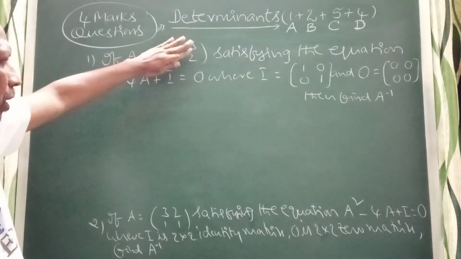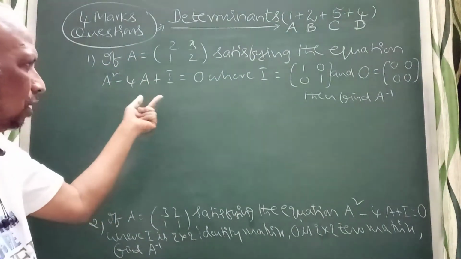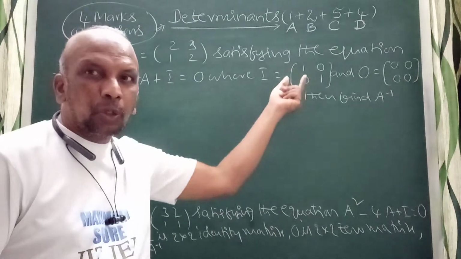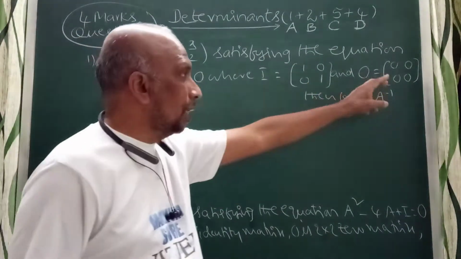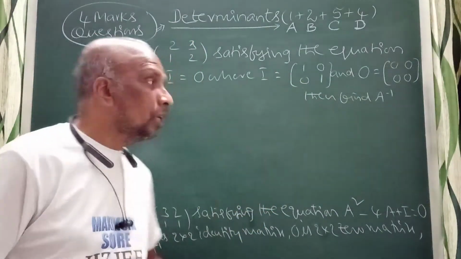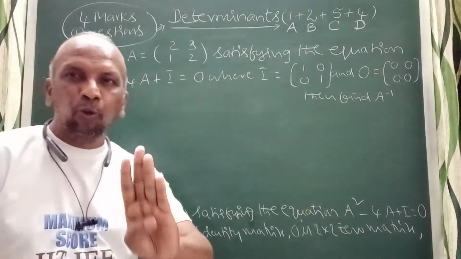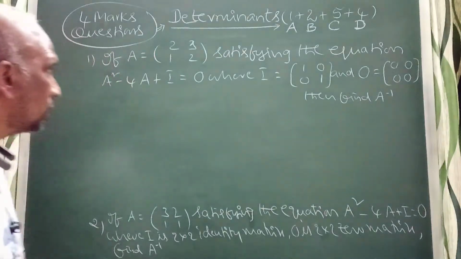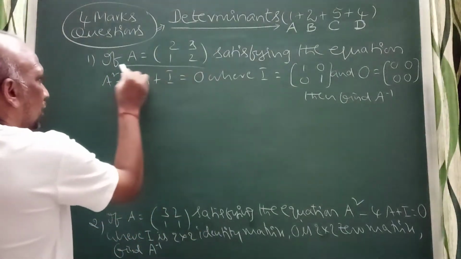The given matrix A satisfies the equation, where I is equal to 1 0 0 1, the 2 by 2 identity matrix, and this is the 0 matrix, 0 0 0 0, 2 by 2. Find A inverse using this equation. For 4 marks they will ask this. Here you can see, this is the equation, right?